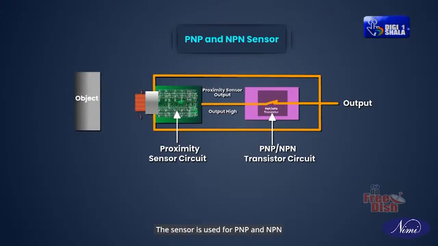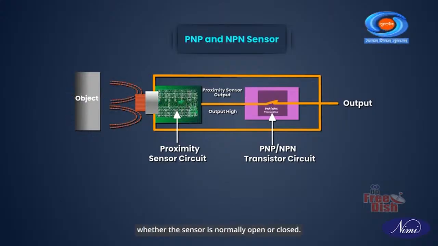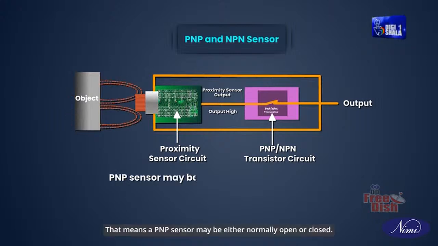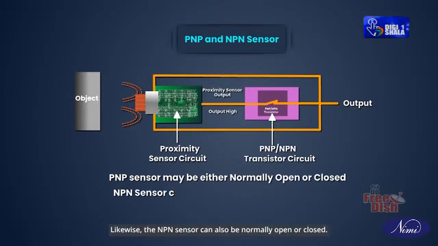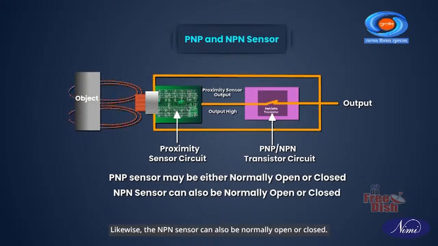Whether a sensor is PNP or NPN has nothing to do with whether the sensor is normally open or closed. That means a PNP sensor may be either normally open or closed. Likewise, the NPN sensor can also be normally open or closed.